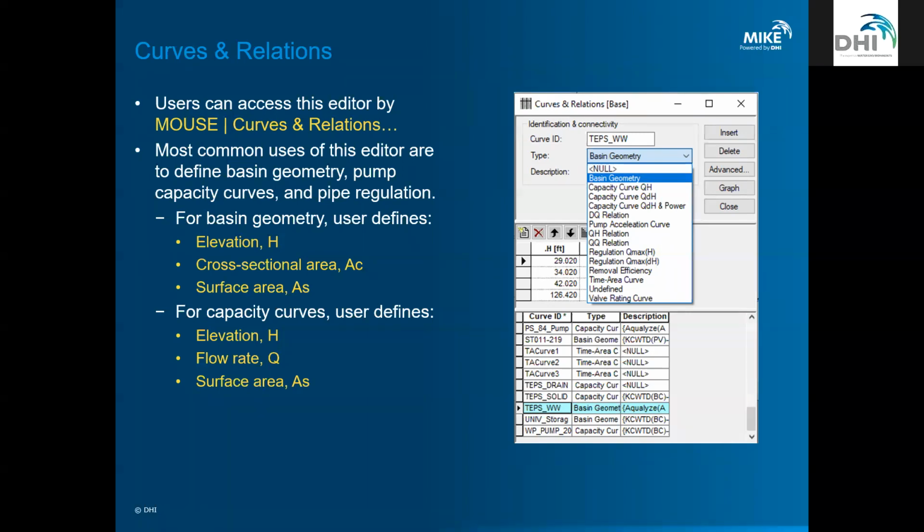The capacity curves, you can see you have many options for that, just QH, QDH, depending on what kind of pumps you are using. And the basin geometry is pretty straightforward. So you'll have to define the elevation, so at different levels, the cross-sectional area, and the surface area. So when you enter these data, you're going to enter them in the box here, and you can add new lines and delete them or rearrange them. And one of the best things to do is to graph it and make sure it makes sense, or if you already have pump curves that you're following, to make sure that everything matches. So you have that option here when you can graph it.